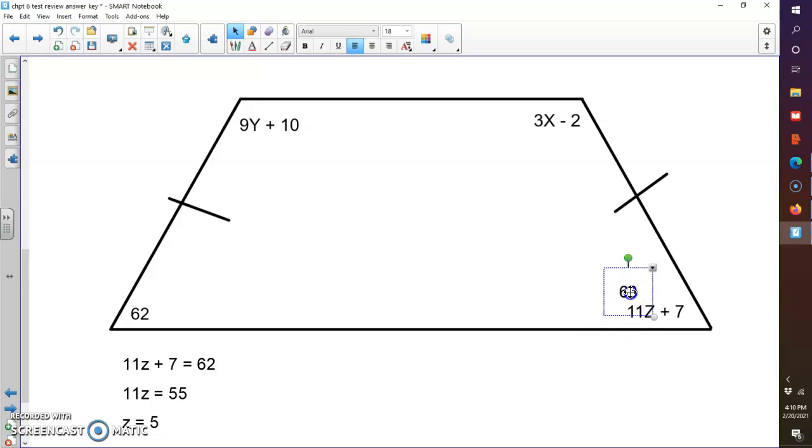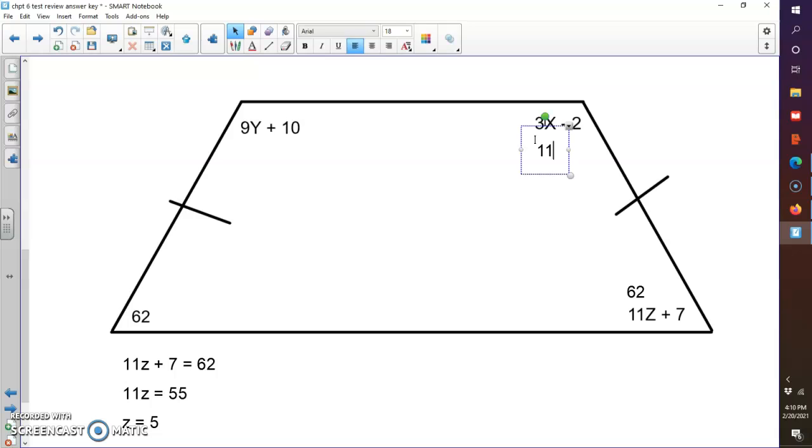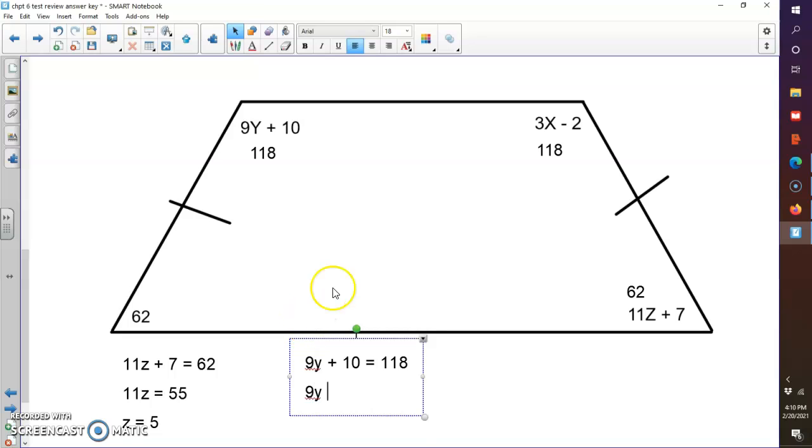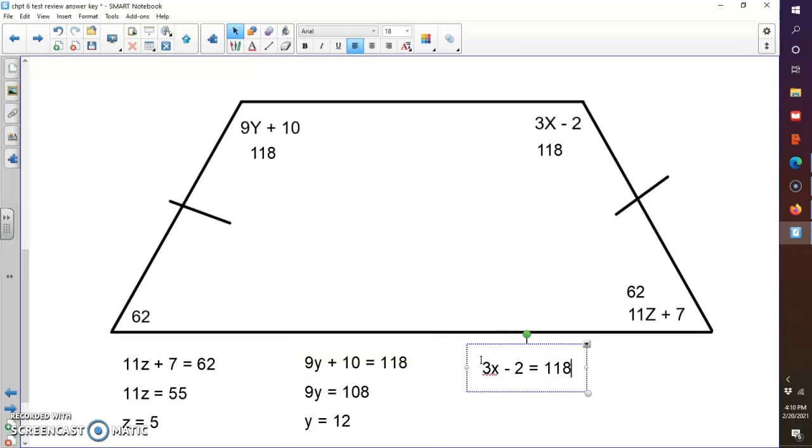It also means, oops, I put down 63. Let's put the correct number down, 62. Okay, it also means, since they have to be supplementary, this is 118, and this angle has to be 118. So if I want to get my y, 9y plus 10 equals 118, 9y equals 108, and y equals 12. Here, 3x minus 2 equals 118, and 3x equals 120. My x equals 40. So that's how I get the x, y, and z that are in this trapezoid.